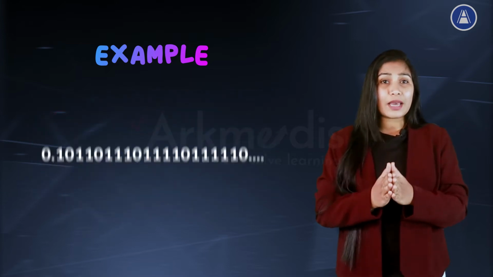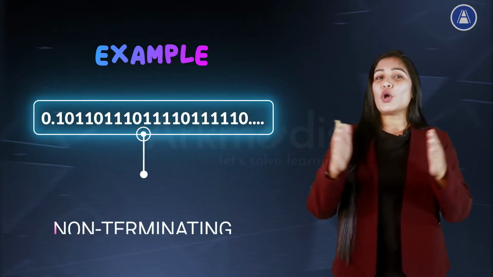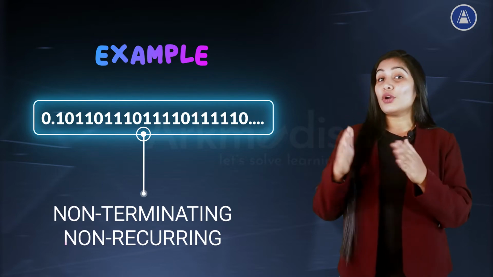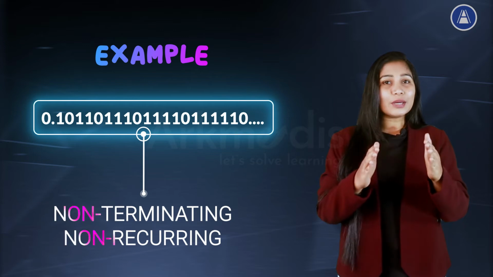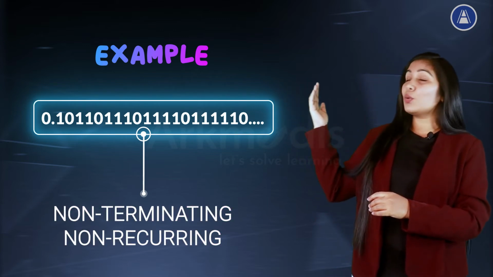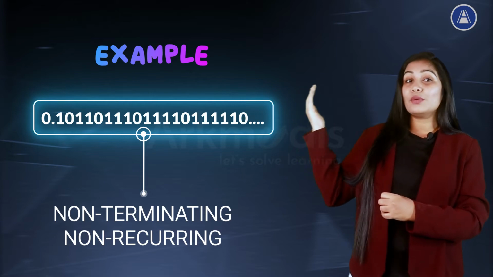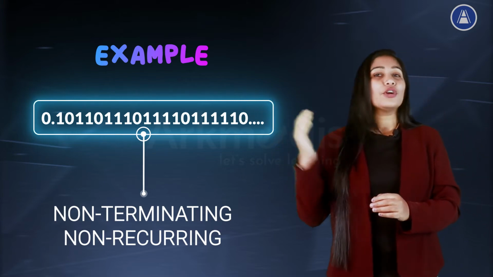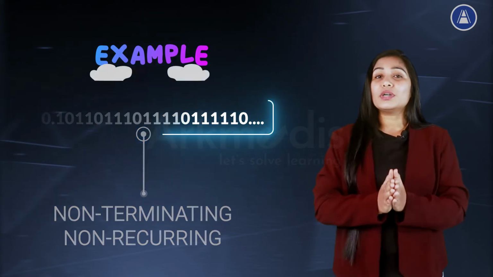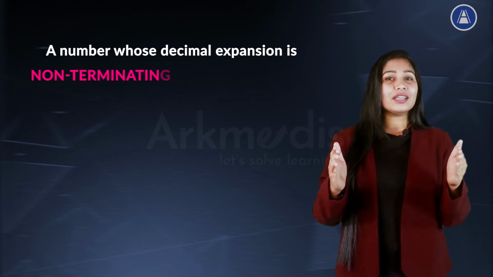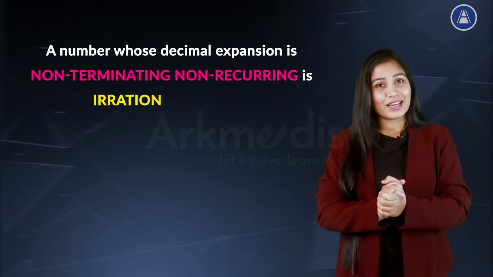Also, the decimal expansion of an irrational number is non-terminating, non-repeating decimals. So, we can also say non-recurring decimals. So, non-terminating, non-recurring decimals. Here, 0.1011101110, etc. is one example of non-terminating and non-recurring decimals. Moreover, a number whose decimal expansion is non-terminating, non-recurring is, of course, an irrational number.